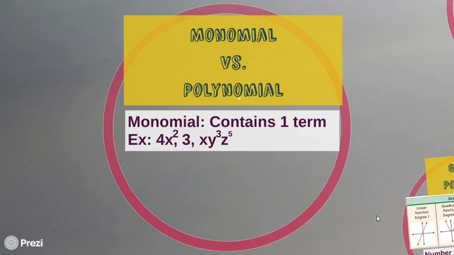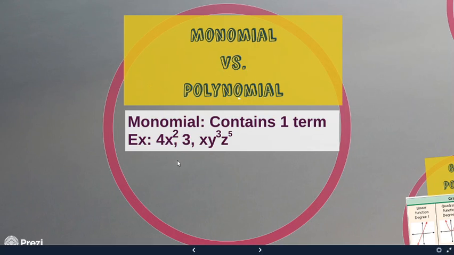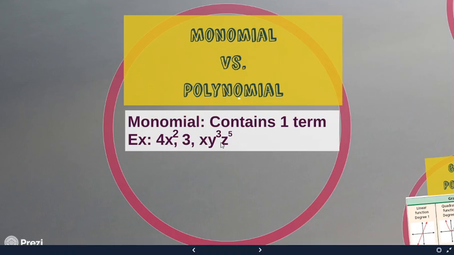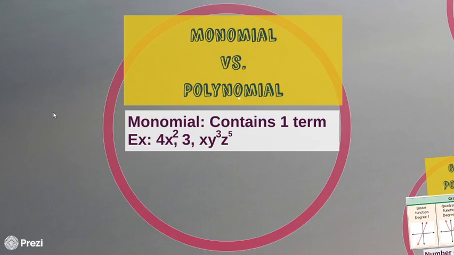So if you don't have any addition or subtraction symbols, that means you only have one term, which means you have a monomial. Like right here, I know there's a 4 and an x squared, but that is all one term because there's not a plus or minus sign anywhere to be found. So 4x squared is a monomial, 3 is a monomial, and xy to the third, z to the fifth is also a monomial. There aren't any addition or subtraction signs, so all three of these are monomials.